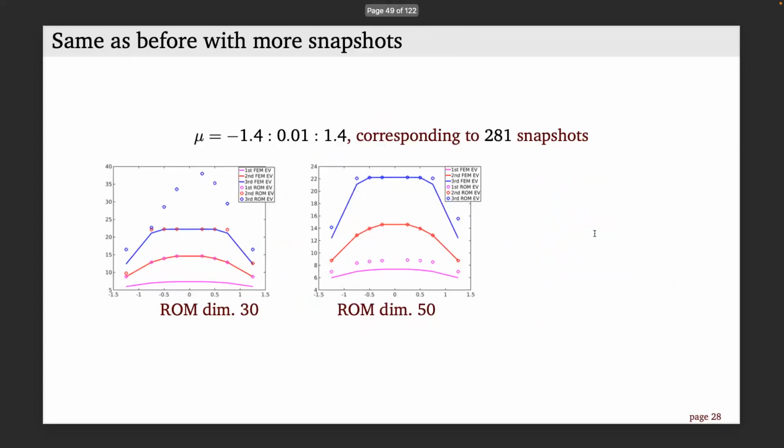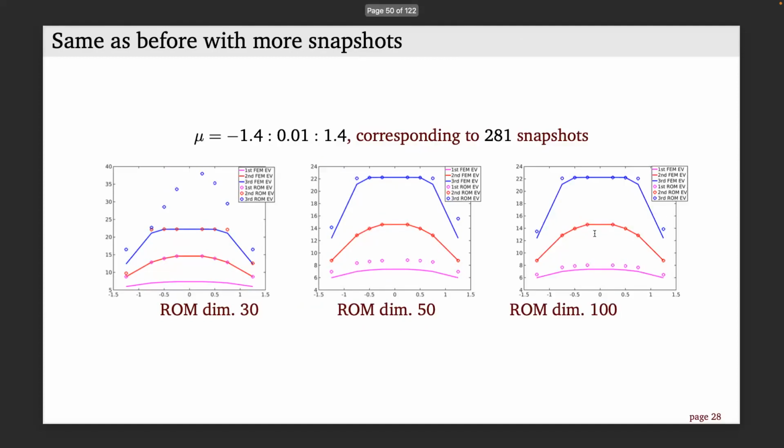When you increase your ROM dimension, you see that even if you are forming your snapshot matrix by considering high fidelity values on this curve, then when you increase the POD, you go down and you approximate the wrong eigenvalue, you go down, even if the second eigenvalue was separated from the rest. So this is what surprised us. So there is really something different in the eigenvalue problem than in the source problem. Yes, please.